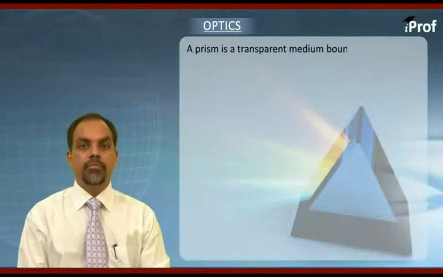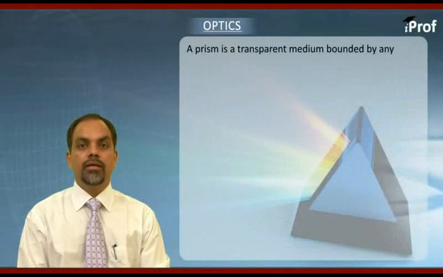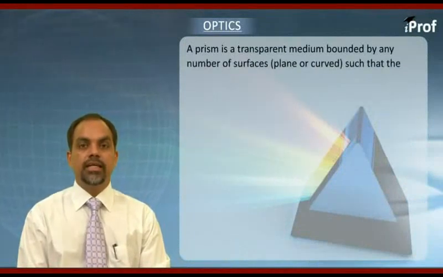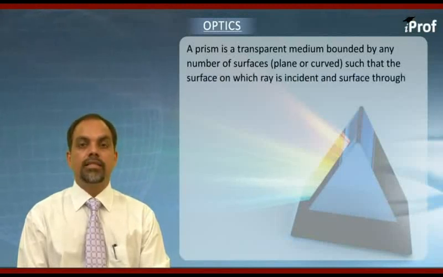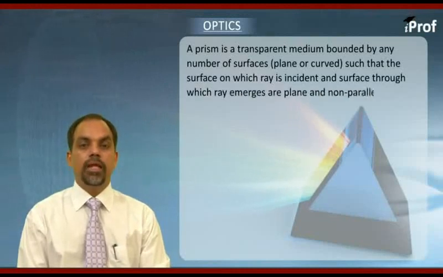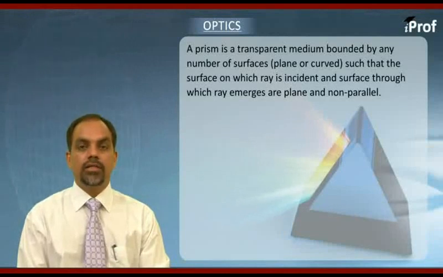In fact, a prism is any transparent medium bounded by any number of surfaces such that the surface on which ray is incident and the surface from which ray emerges are plane and non-parallel. The other surfaces bounding the medium may be plane or curved. There is no specific restriction. They can have any geometry.